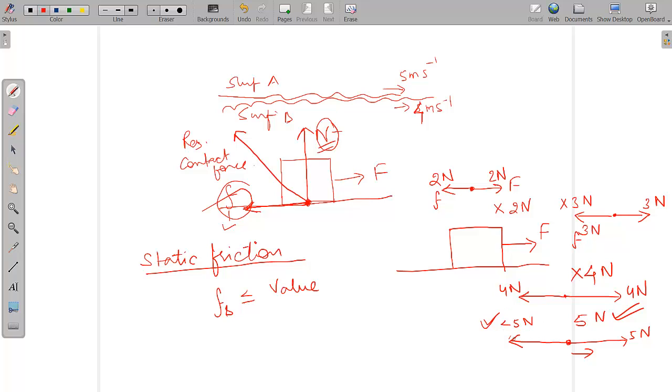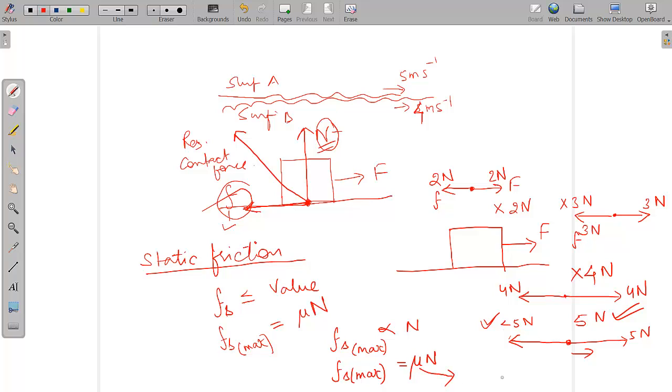Now this friction force has a capacity of up to 5 Newtons only, and it cannot increase beyond 5 Newtons in this example. So this static friction will have a maximum value. The maximum value of static friction is equal to mu into N, the normal contact force. So it is directly proportional to the normal contact force.